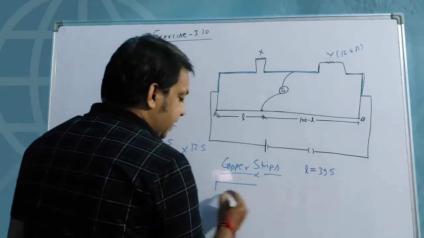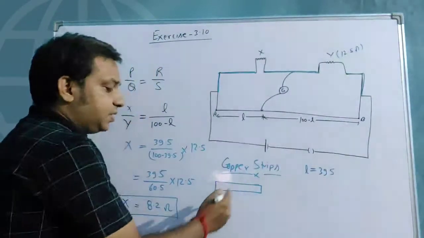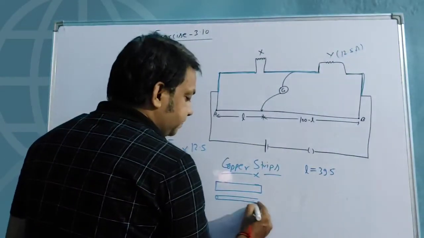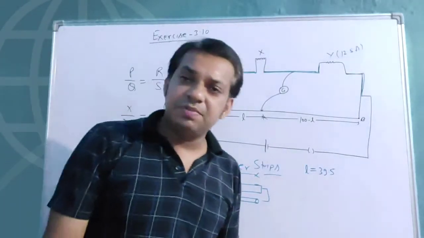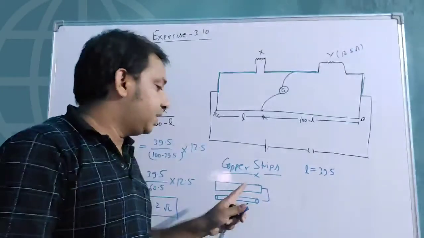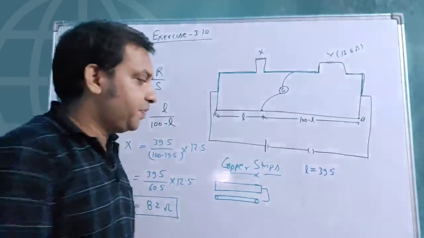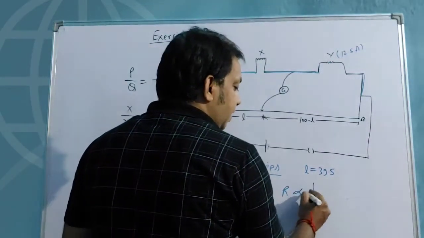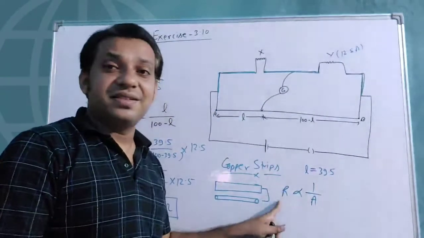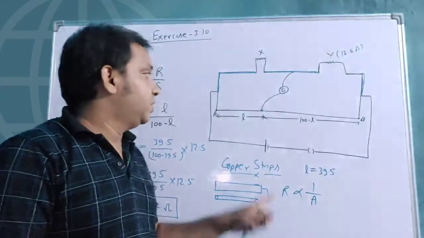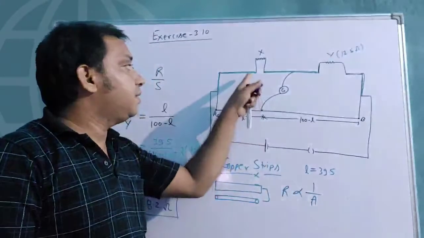Why are we using this in place of simply using a wire? The only difference between the wire and the strip is that the strip's area of cross section is more as compared to the wire. You know that resistance is inversely proportional to the area of cross section. If the area of cross section is more, then resistance is less. So we connect the copper strips here because we get minimum resistance.